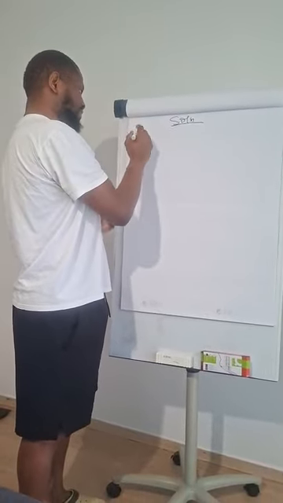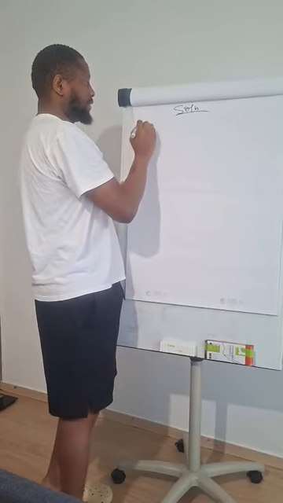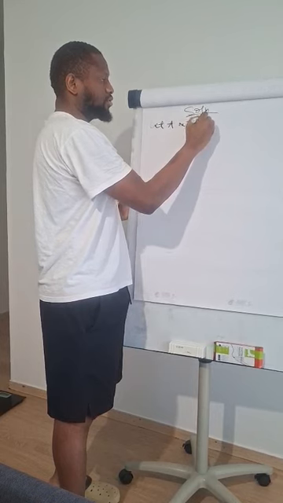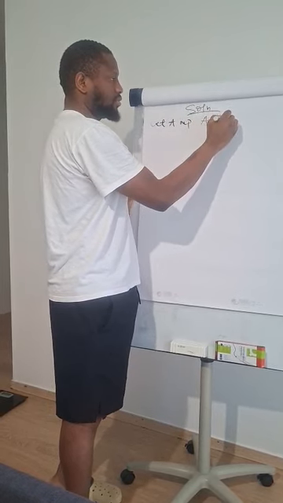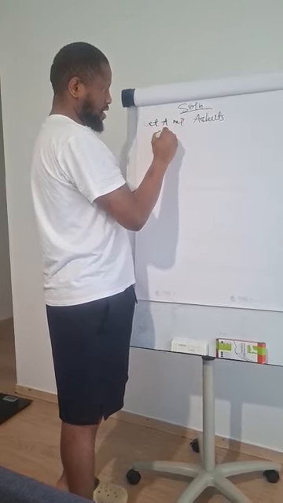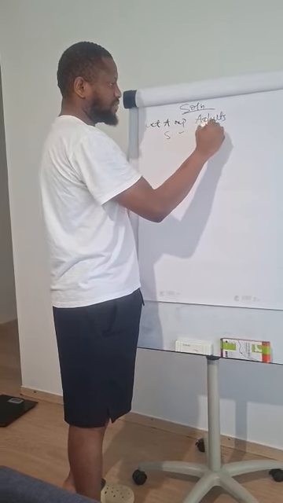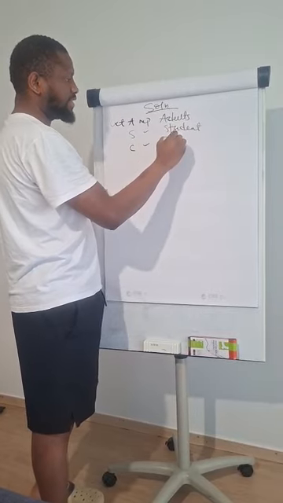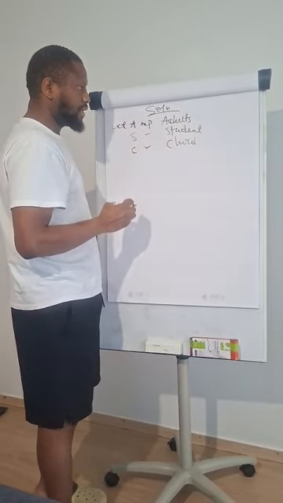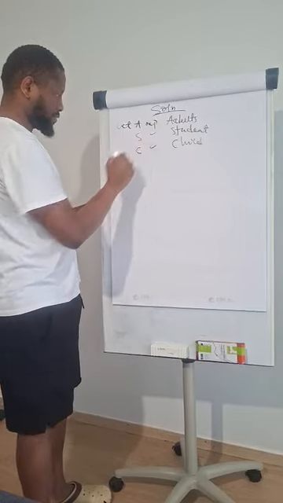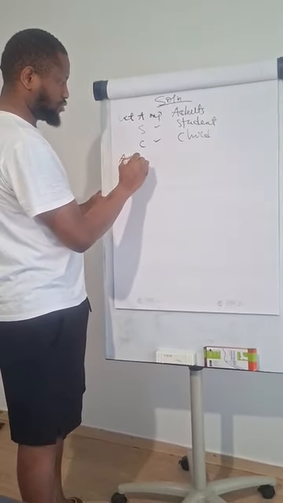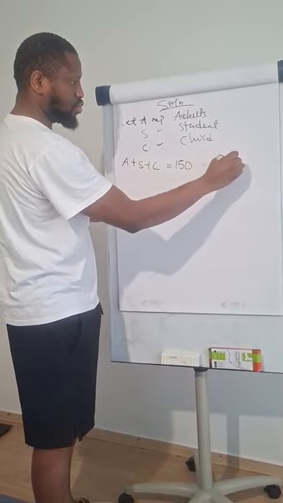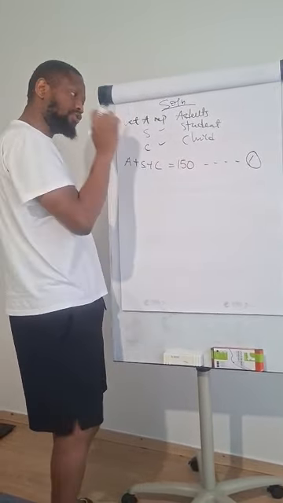Let's represent. Let A represent adults, S represent students, and C represent child. Adult plus student plus child is equal to 150: A + S + C = 150. Make this equation 1, according to the sentence.